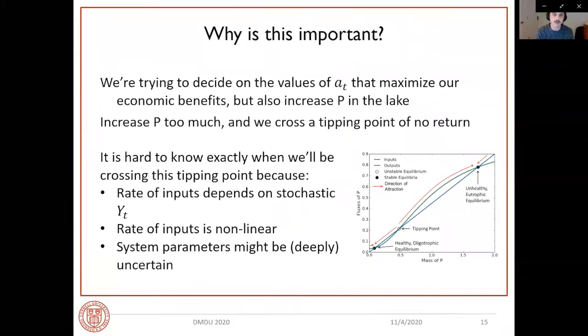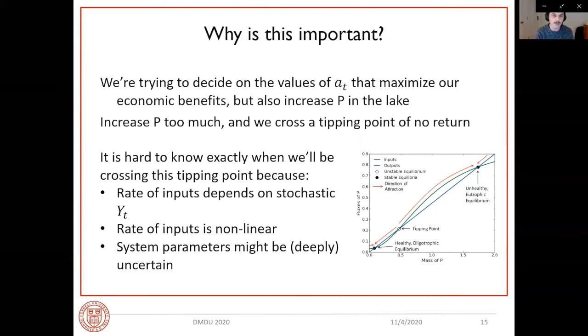We're trying to understand or to decide what values of anthropogenic inputs, A sub t, to emit each year that maximize our economic benefits. But we also need to be aware of the increasing levels of phosphorus in the lake and think about the conflicting objectives of the health of the lake versus the economic output of the town.